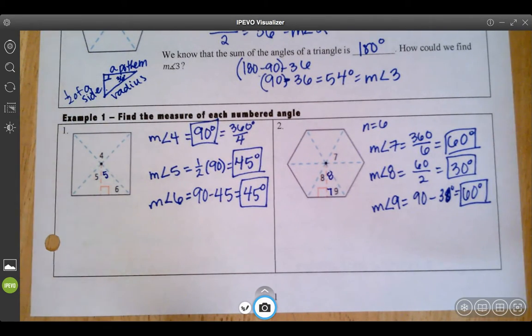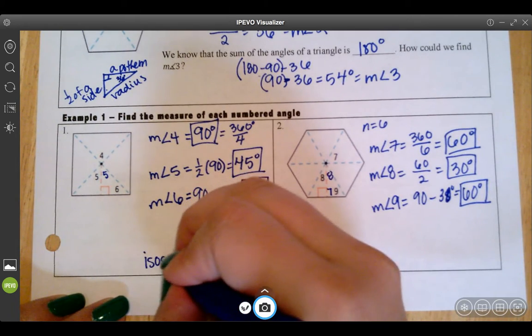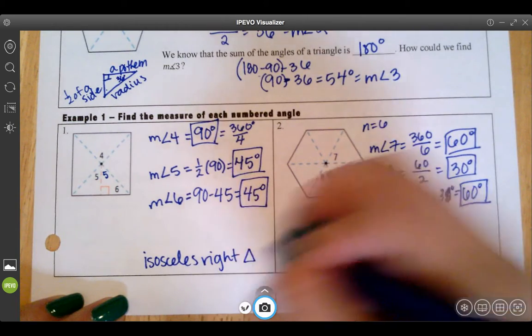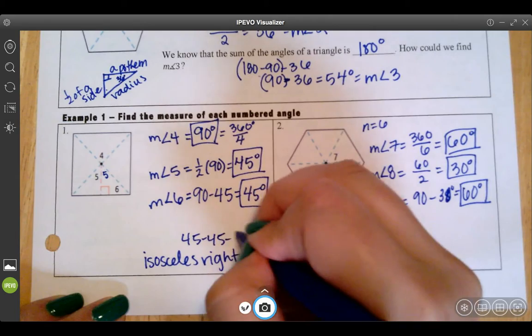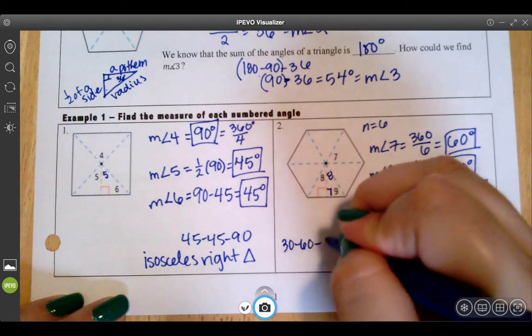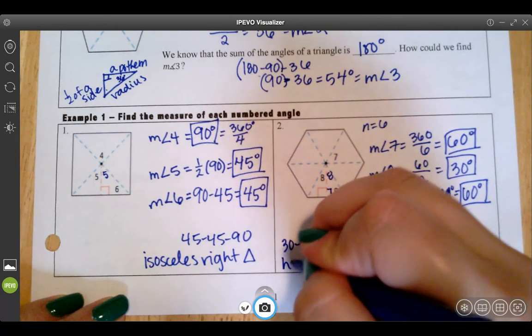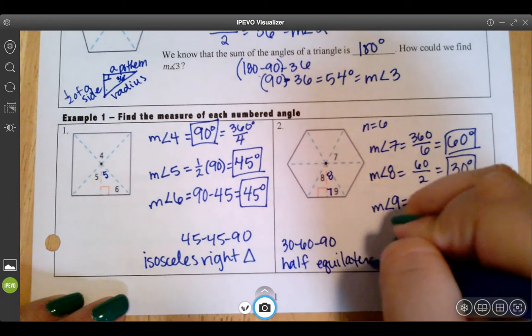So these are our special triangles. This is our isosceles right triangle, also known as the 45, 45, 90 triangle. And this is our 30, 60, 90, or our half equilateral triangle.